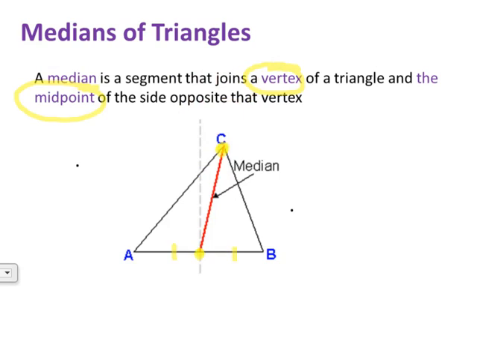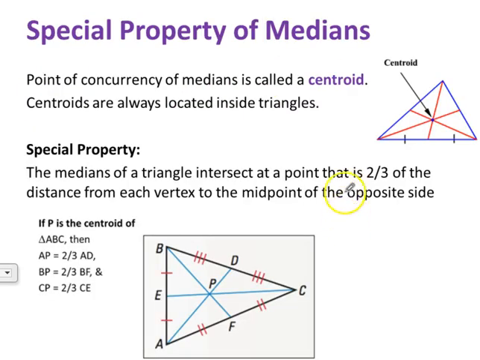So now if we draw in all three of our medians, where will they intersect? It is a point called a centroid. So a centroid is where all three of our medians intersect. And there's a special property that we're going to use to solve problems that deals with centroids. So remember, a centroid is where all three of our medians, connecting a midpoint to a vertex, intersect. And there's a special property.